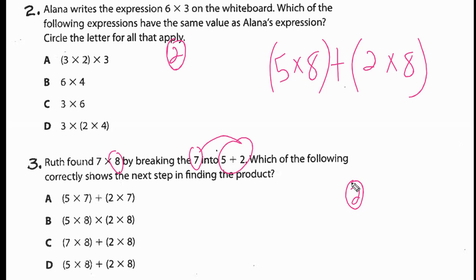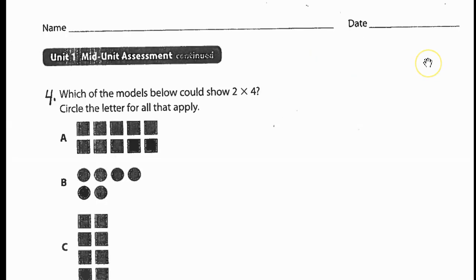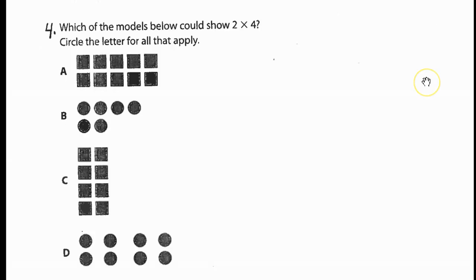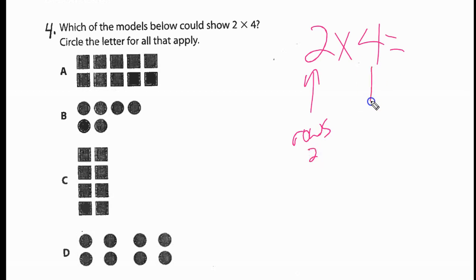I'll remind you of the answers for those. Okay, this is on the other side of the quiz. Here it says, which of the models below could show 2 times 4? So 2 times 4. So what does the first number tell me? How many rows? Yes. So in this case, I have 2 rows, right? And then the second number tells me how many in each row? How many in each row? Or in this case, somebody said how many columns?